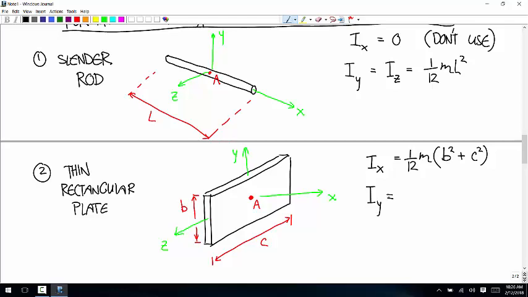Rotating about the y-axis, what matters is that length c, so this is 1/12 times the mass times c squared. And about the z-axis, what matters is that length b, so this is 1/12 times the mass times b squared.